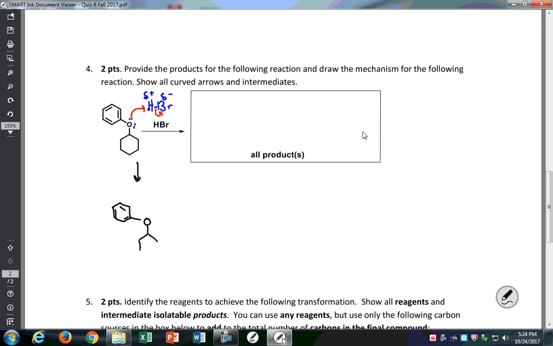So what that does, that gives us, and you must show your formal charges. I won't remove points if you don't. That gives us our positive charge on our oxygen, making our oxygen a good leaving group. So remember, our bromine is a pretty good nucleophile. So we're going to get the attack to then have this leaving group.